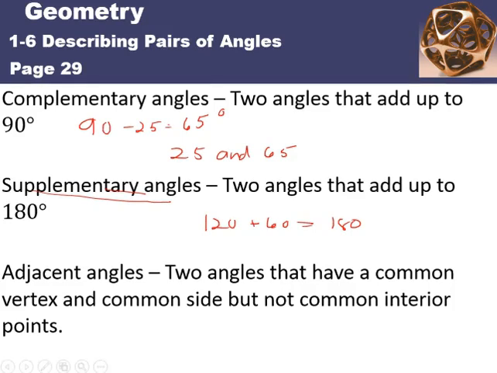Okay, adjacent angles are two angles that have a common vertex and a common side, but not a common interior point. So here's a pair of adjacent angles. Here's one angle, and then let me get another color. This is angle ABC. Let me move B down here.